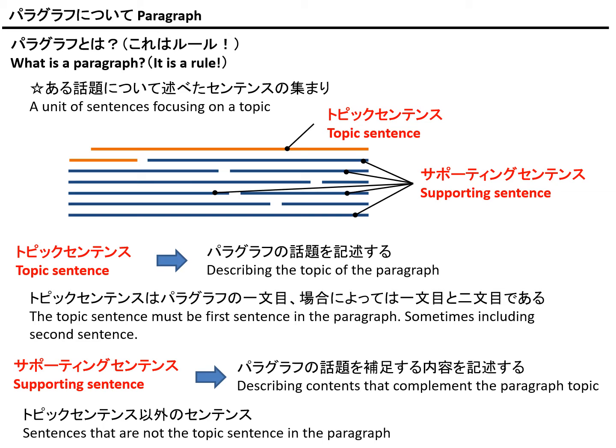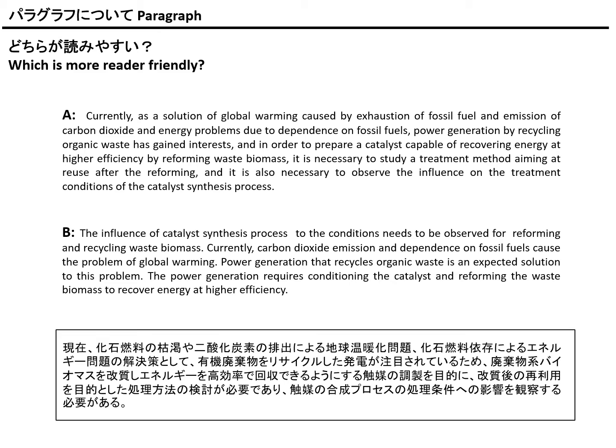What a supporting sentence does is describe contents that complement the paragraph topic, using some examples or detailed explanation. So normally the sentences in the paragraph that are not the topic sentence are supporting sentences. So now I would like to explain why the paragraph is so important. I mean here paragraph as the combination of the topic sentence and the supporting sentences.